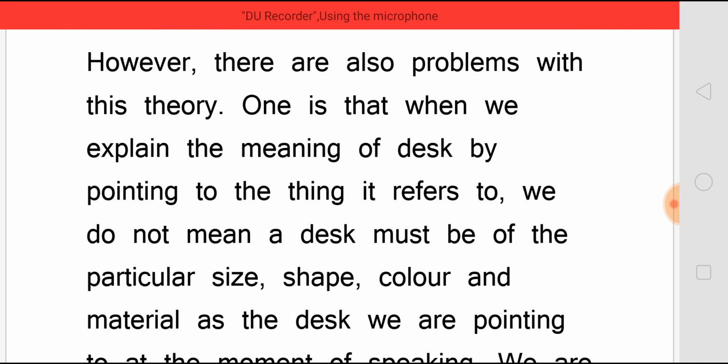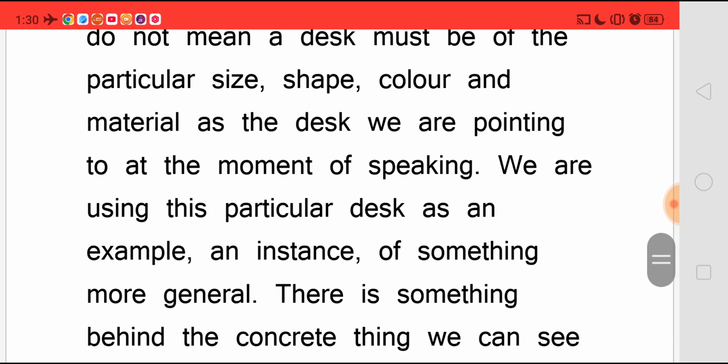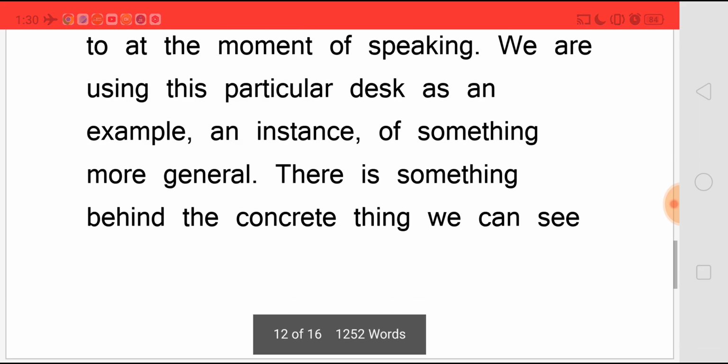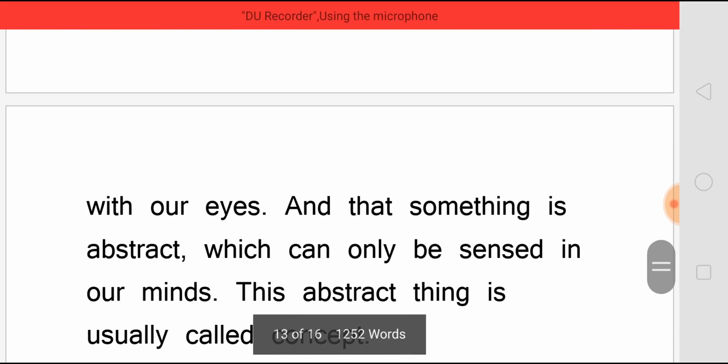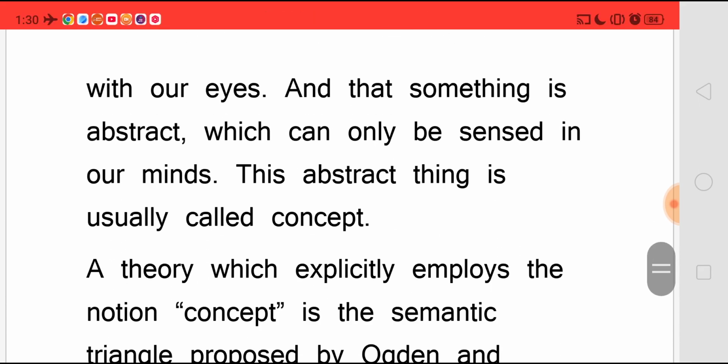One is that when we explain the meaning of desk by pointing to the thing it refers to, we do not mean a desk must be of this particular size, shape, color and material as the desk we are pointing at that moment of speaking. We are using this particular desk as an example or an instance of something more general. There is something behind the concrete thing we can see with our eyes, and that something is abstract, which can only be sensed in our minds. This abstract thing is usually called concept.